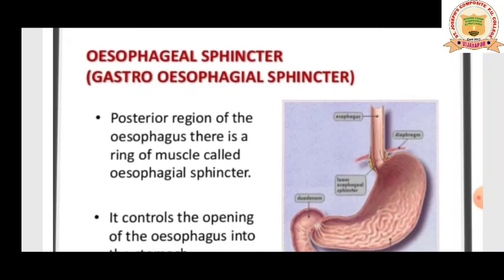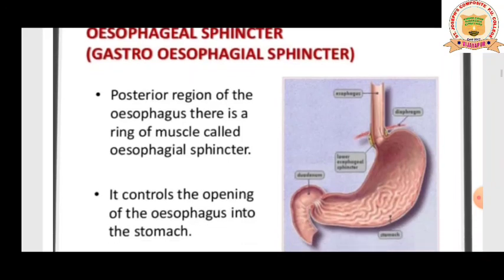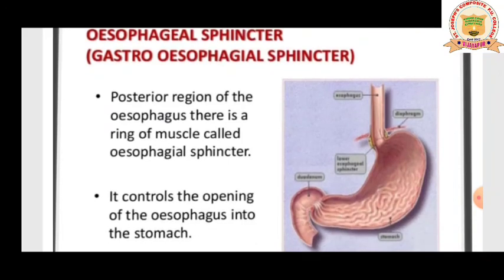Now here you are supposed to remember one sphincter. This is important for competitive exams. The esophageal sphincter or gastroesophageal sphincter. Both the names are important. Try to keep it in your mind. In the posterior region of the esophagus, there is a ring of muscles called the esophageal sphincter. What is the function of the esophageal sphincter? It controls the opening of the esophagus into the stomach.